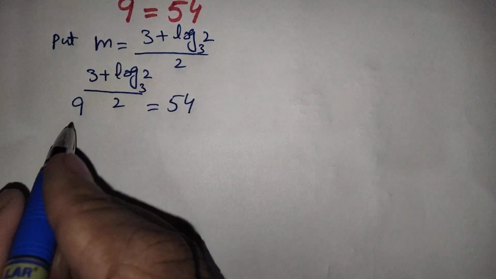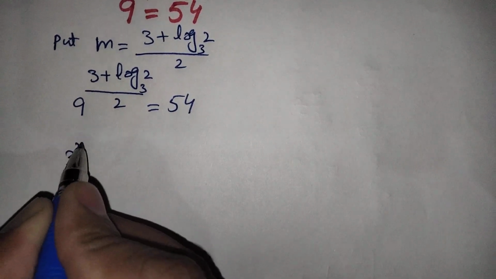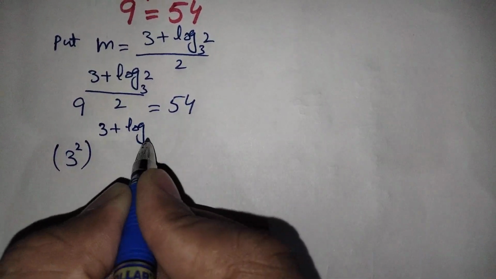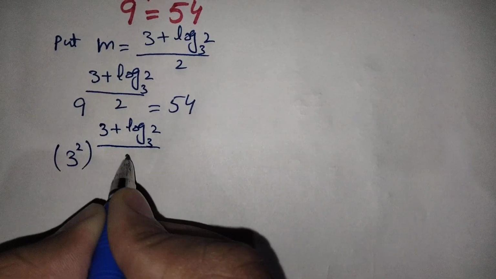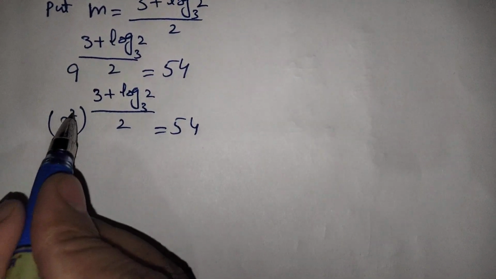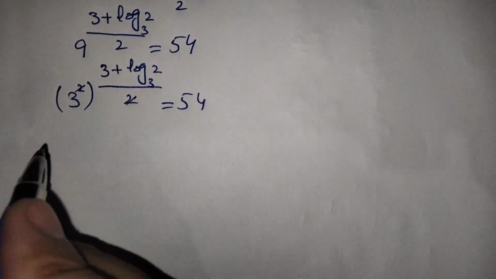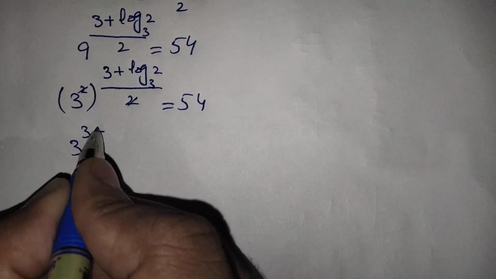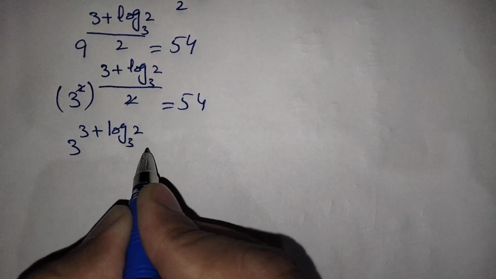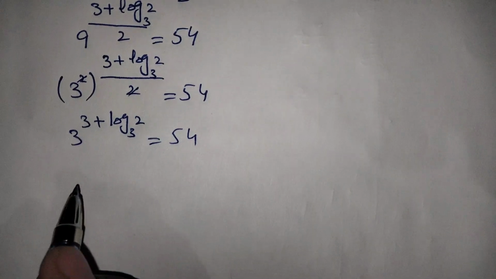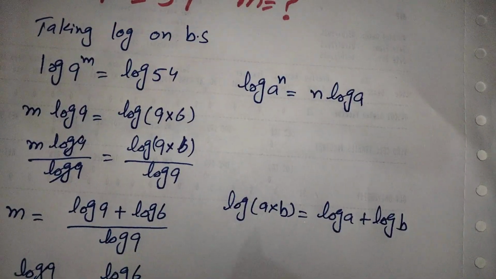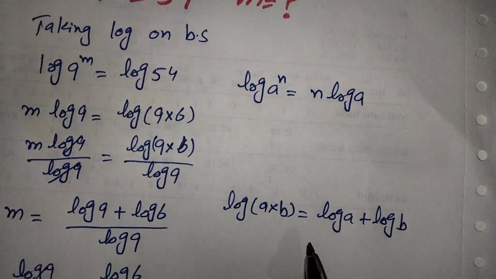To simplify this equation we can write 9 as 3 raised to power 2, whole raised to power 3 plus log of base 3 argument 2 over 2 is equal to 54. Now this 2 will be cancelled out with this 2, and we will get 3 raised to power 3 plus log of base 3 argument 2 is equal to 54. And again this can be rewritten by using the formula as we used earlier.